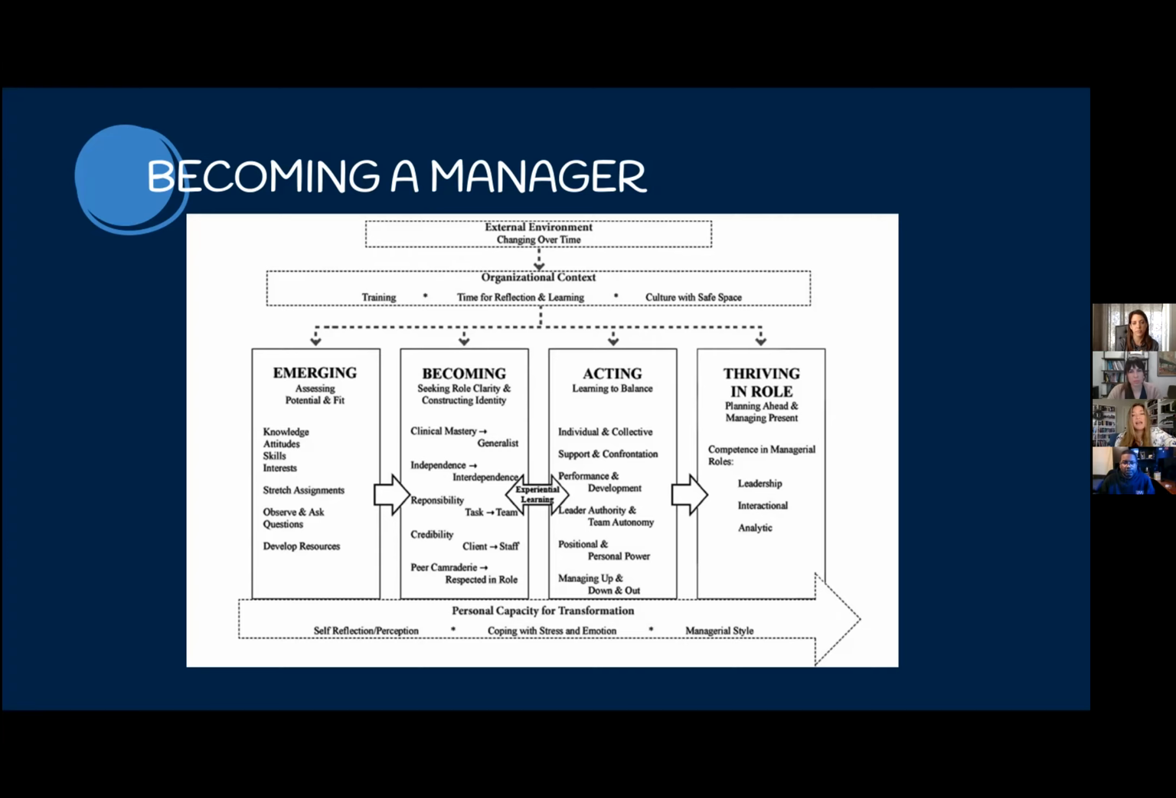When we're actually acting in the new capacities, there's the switch from managing individuals to managing an overall team. It's setting high expectations for performance and opportunities for growth and development, acknowledging managerial authority and empowering team autonomy. So these are some of the things that we have to balance as we move into these other roles. And finally, thriving in the role would be moving away from crisis management and toward managerial leadership.